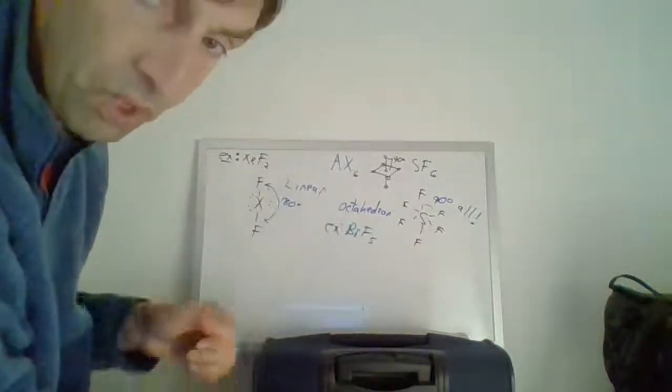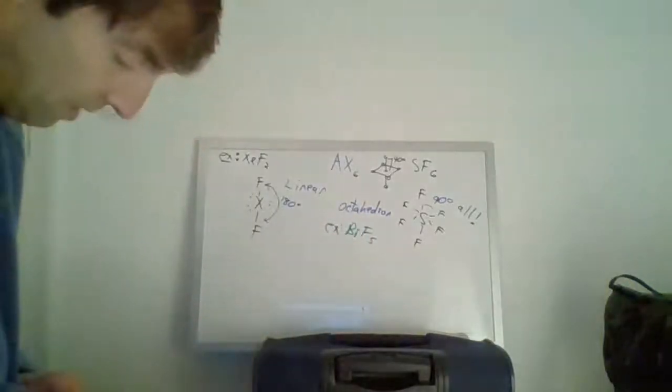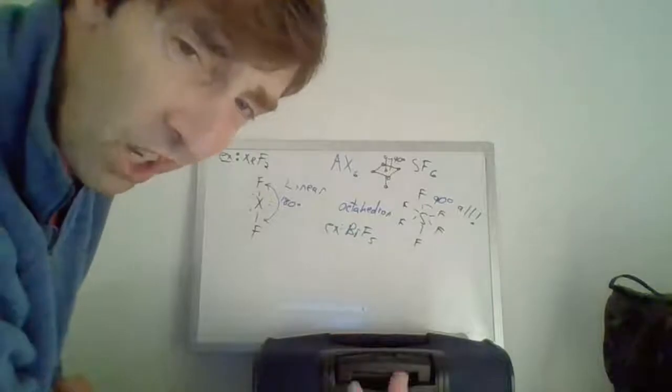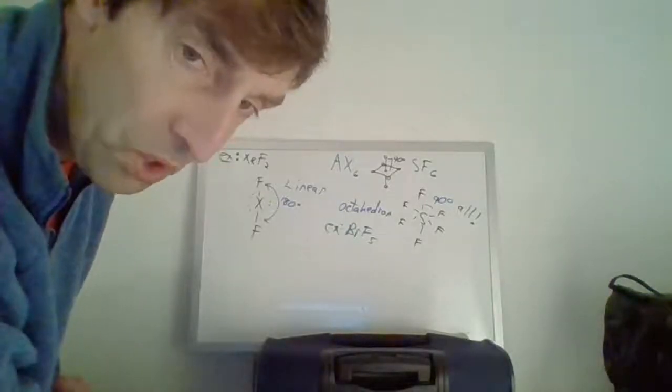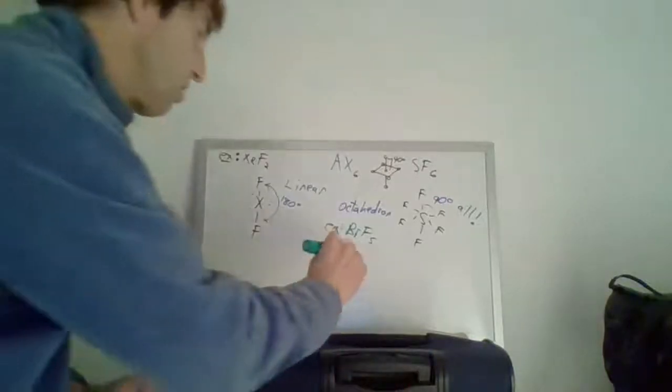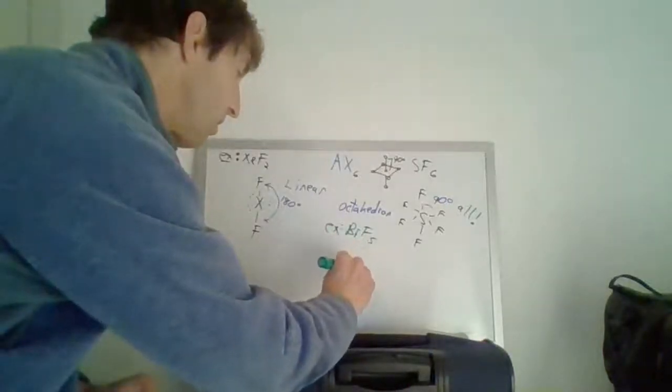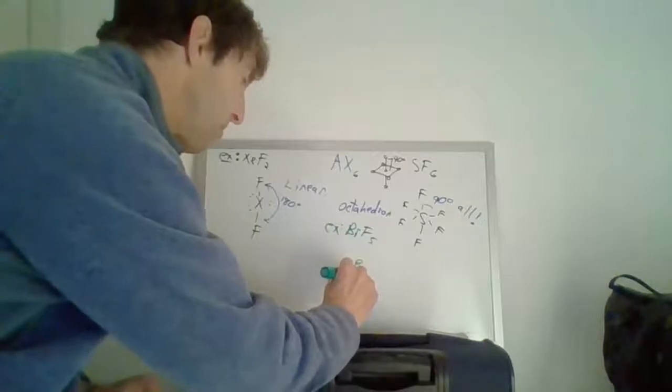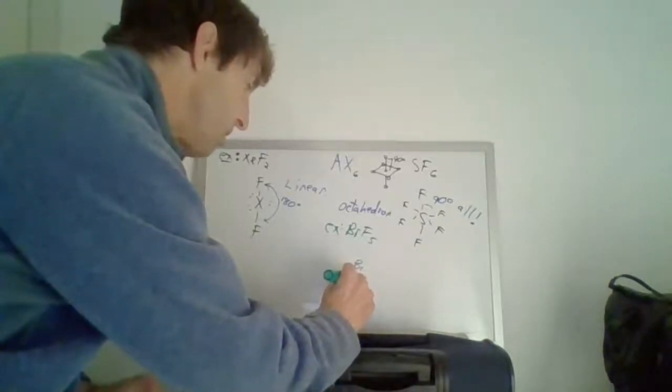And as you could guess, we're going to do one unshared pair. Now, because it's all 90 everywhere, it doesn't really matter where we do it, so we're going to do it to make it easier for us. Okay, here's the BrF5. And I'm going to say my unshared pair is down here.